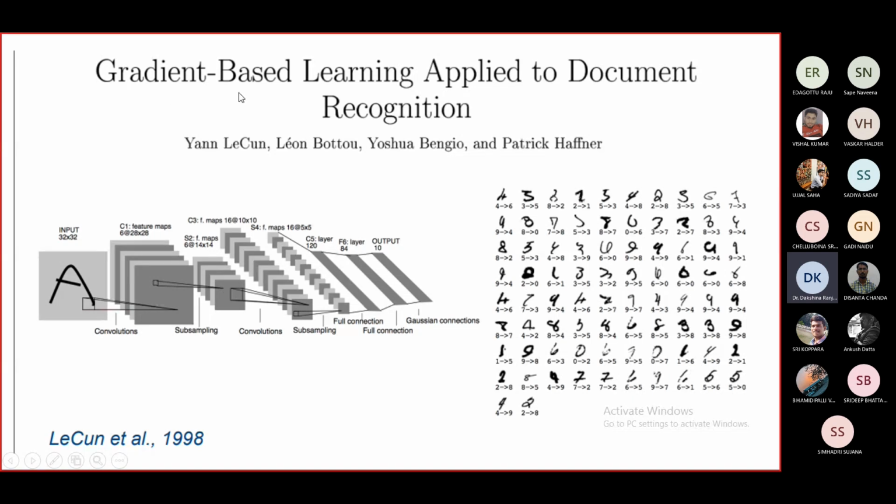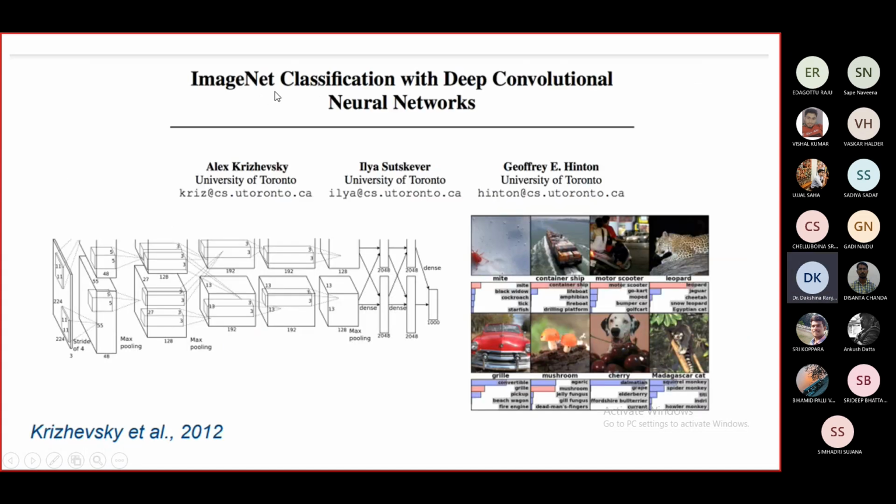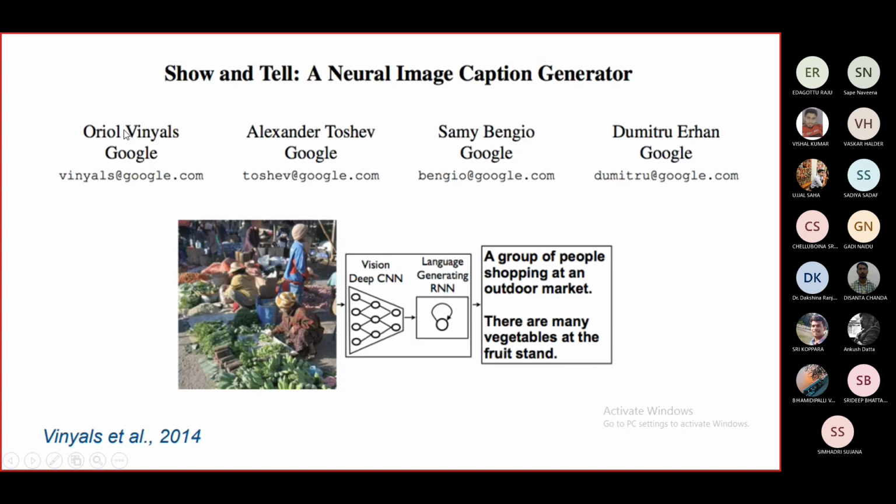So this is the first paper, Gradient based learning applied to document recognition. This is the second paper, ImageNet classification with deep convolutional neural networks. And this is the third paper, Show and Tell: a neural image caption generator. So in these three papers you can find details about the convolutional neural networks and its variants.